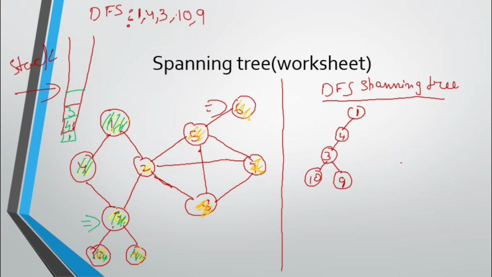Now from 3, where can I go? 10 and 9 are visited, so I'll go to 2. Put 2 into the stack, and also write it here, 2. Also, from 3 you are going to 2, so draw it like this. Now my currently working node is 2.